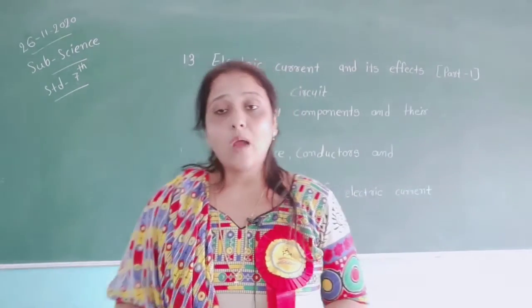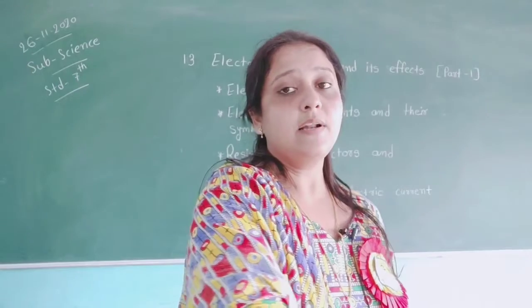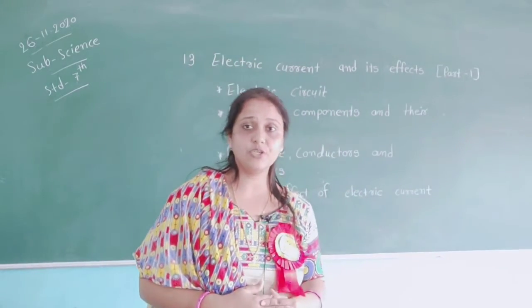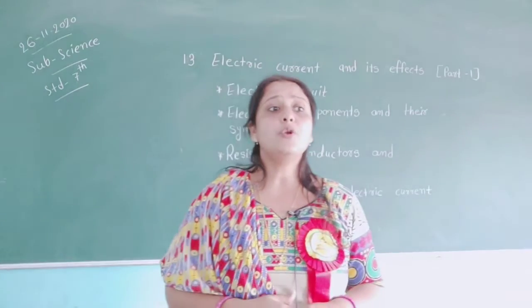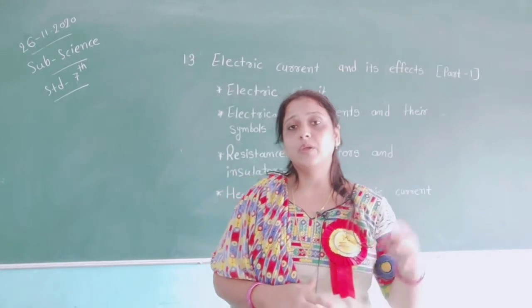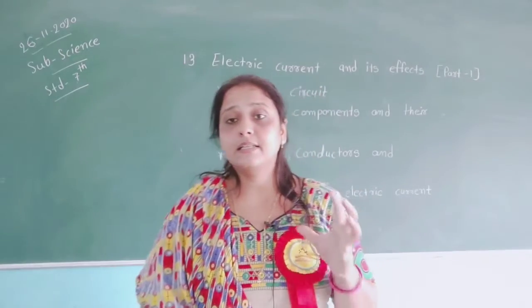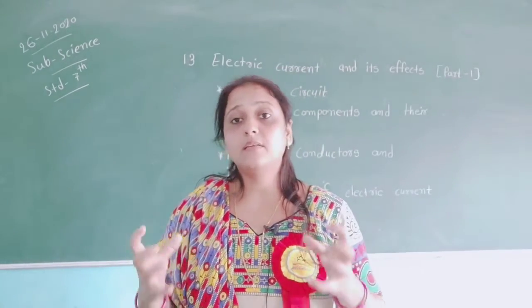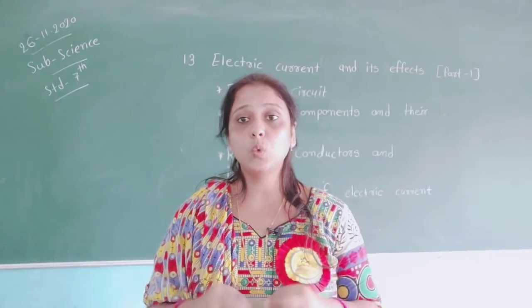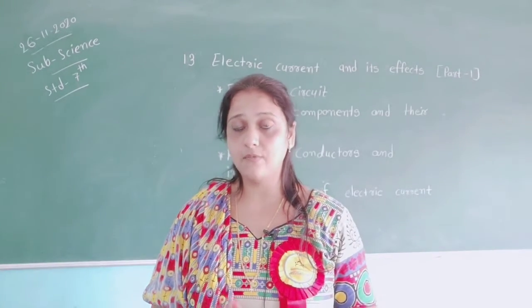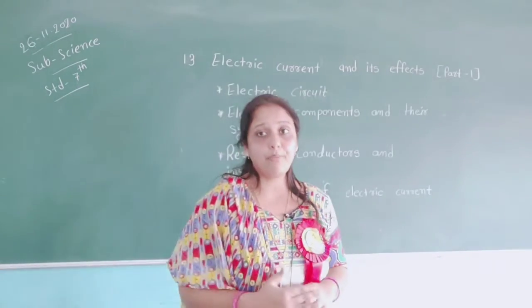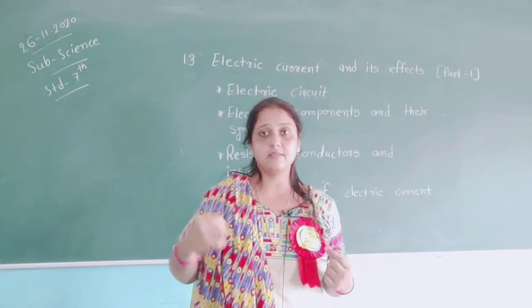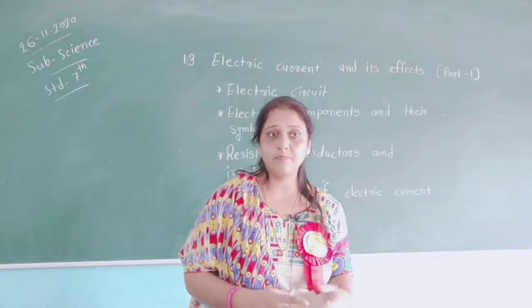For this we have activity 13.1 available here. In activity 13.1, you can see in your textbook on page number 210, to make an electric circuit. In this activity they take a cell and then a bulb. Then connect the bulb with the two ending terminals of the cell. Which two ending terminals? Plus and minus. One wire attached to minus and one wire attached to plus.